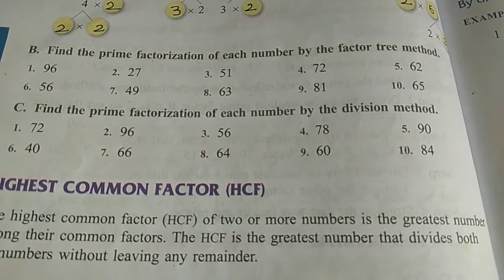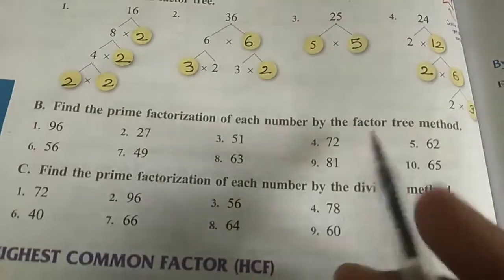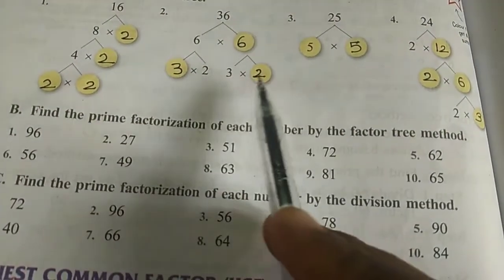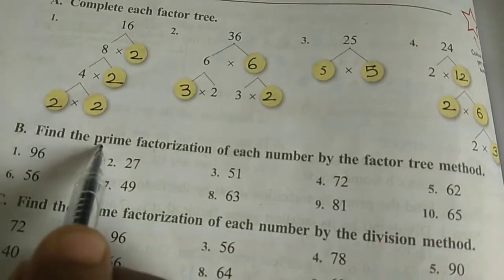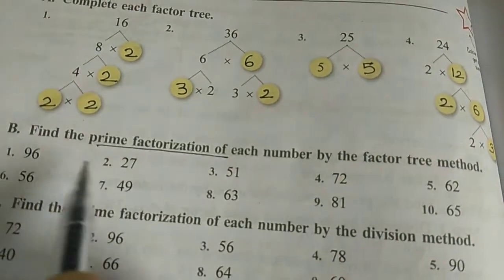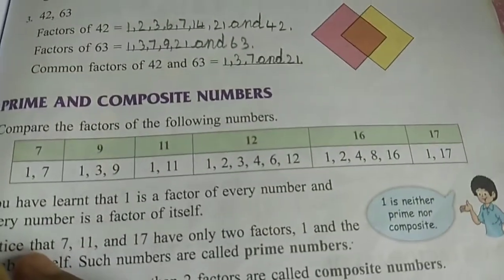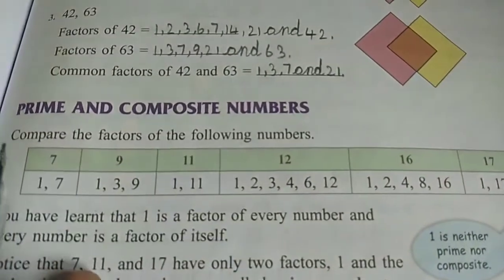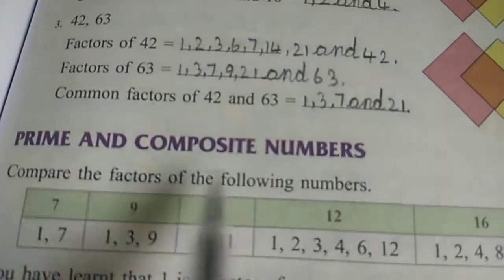Okay children, now we'll go to the second one. Find the prime factorization of each number by the factor tree method. Like this only we are going to do these sums, but by using prime factorization. First we will see what prime factorization is, children. First we will see prime and composite numbers. Prime numbers means, you have to compare now.